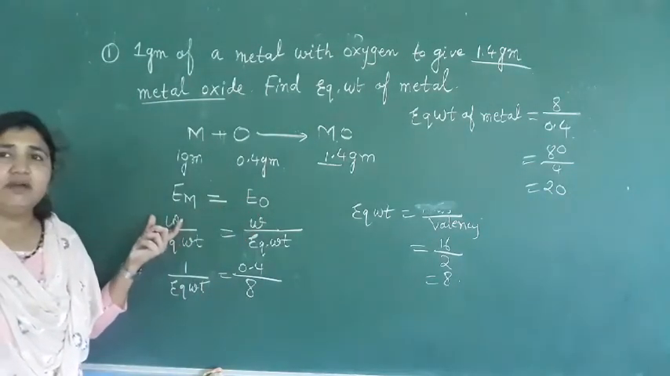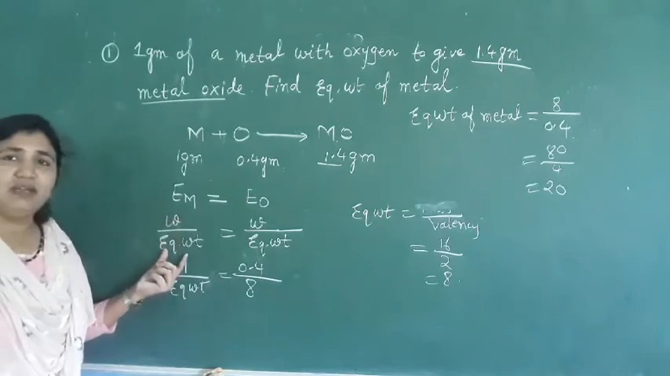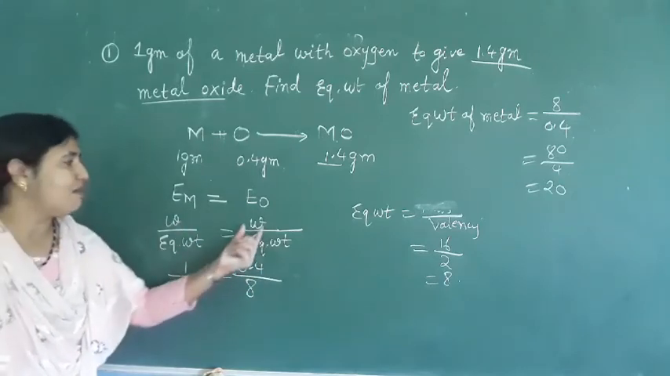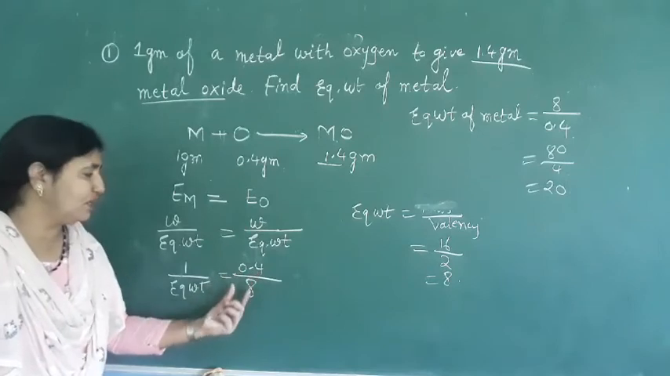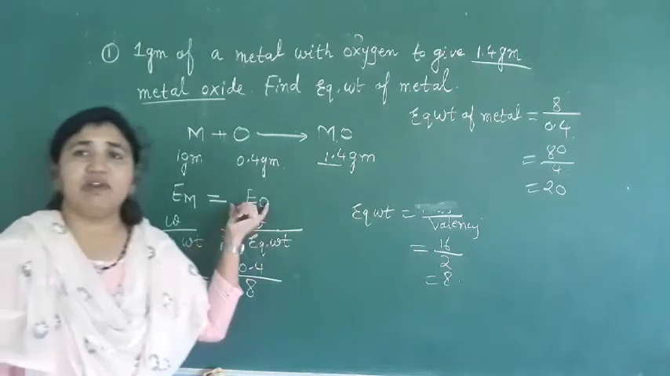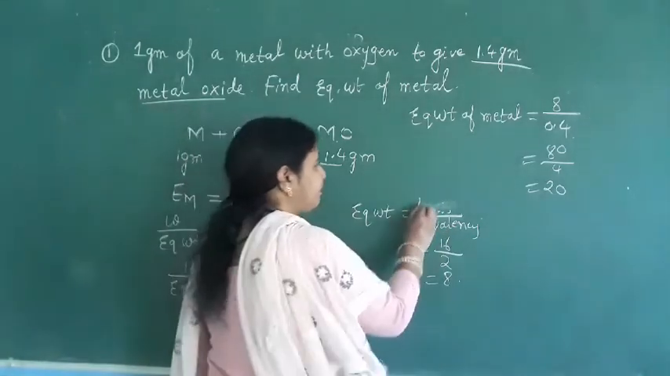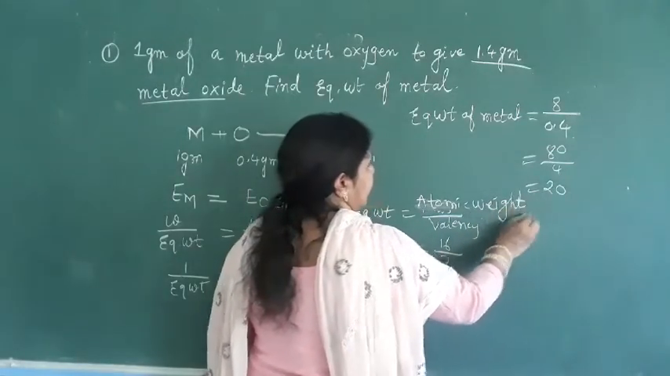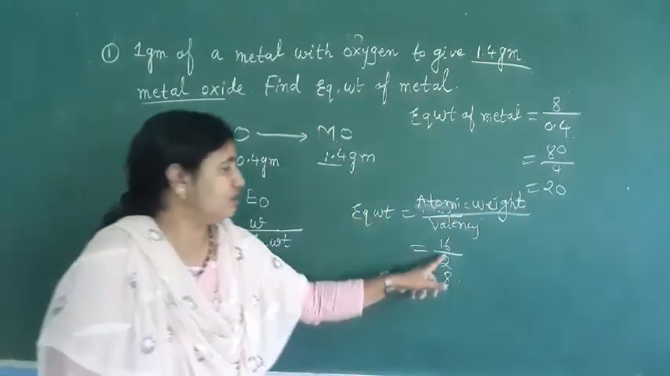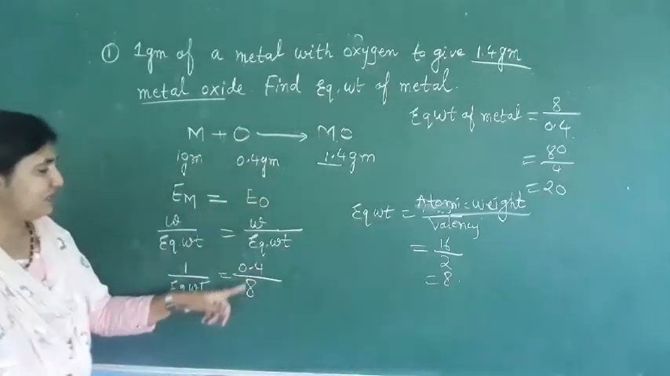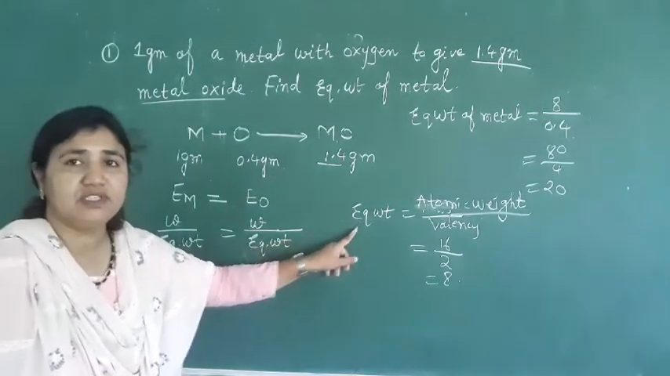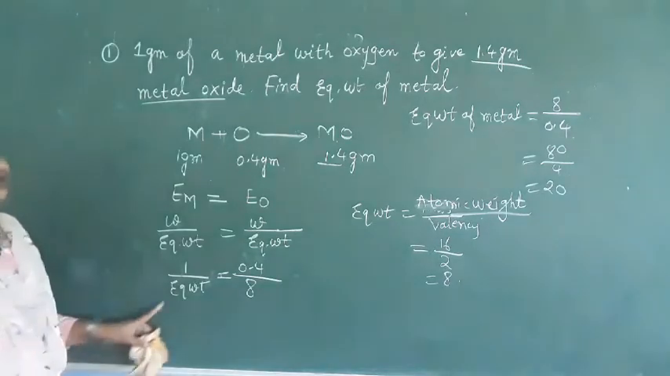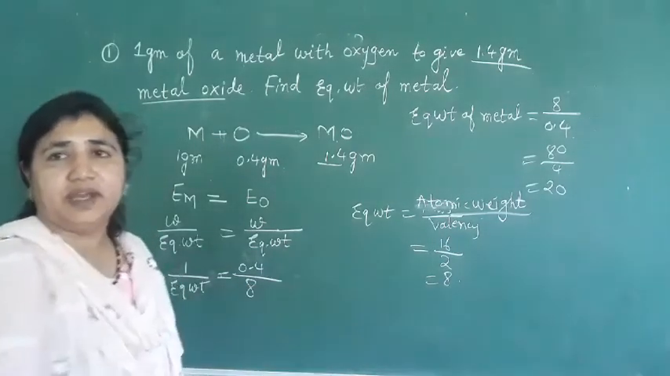What formula do we have here? Weight or mass divided by equivalent weight, and here also mass divided by equivalent weight. Mass given for the metal is 1. Mass given for oxygen is 0.4. How will we find the equivalent mass of oxygen? Atomic weight divided by valency. So 16 by 2 is 8. So we got the equivalent weight of oxygen as 8. Now just calculate the equivalent weight of the metal. It is 20. Okay.